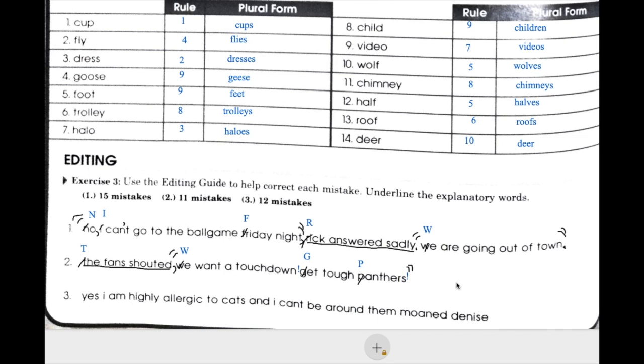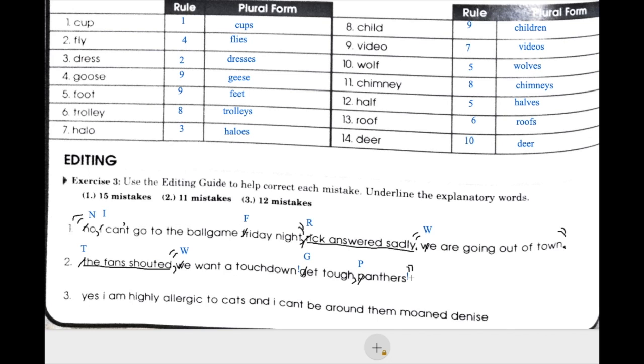All right, let's count our mistakes. We have one more. I just noticed. Get tough Panthers. We're directly talking to the Panthers, just like they would be a name of a person or in this case, a group of people. So we need a comma right here because we're directly addressing them. All right, that should be all. Let's count our mistakes. 1, 2, 3, 4, 5, 6, 7, 8, 9, 10, 11. Okay, good. We have 11.